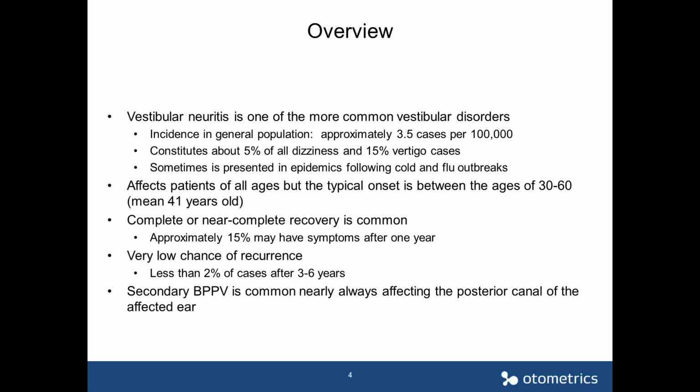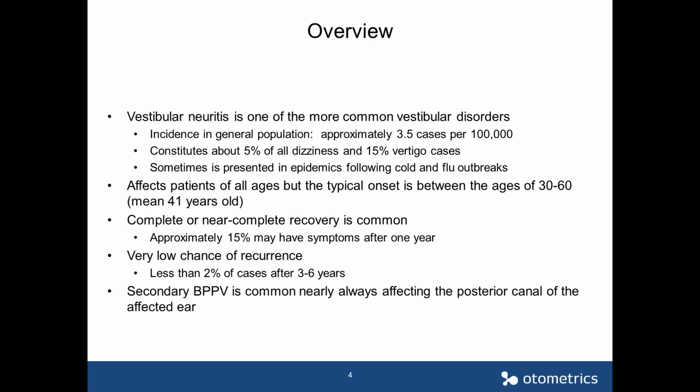As Anders mentioned, we're going to talk about vestibular neuritis, which is one of the more common vestibular disorders. Those of you who were with us before, we talked about the treatment and the diagnosis of BPPV, which is the most common type. Vestibular neuritis, along with Meniere's disease, is the second most common type of vestibular disorder. The incidence in the general population is about 3.5 cases per 100,000, and it constitutes about 5% of all dizziness and 15% of vertigo cases.